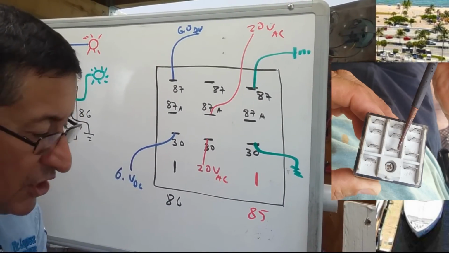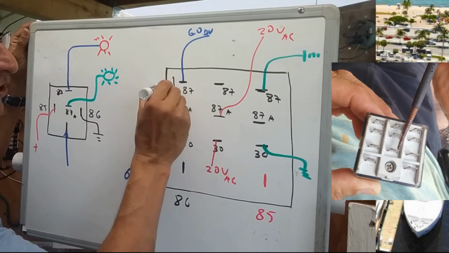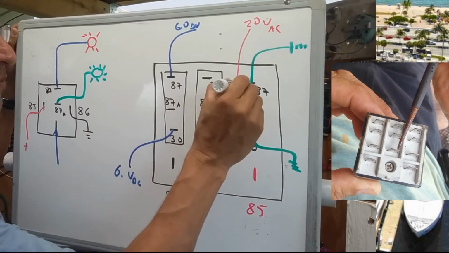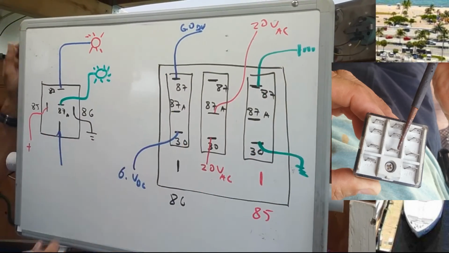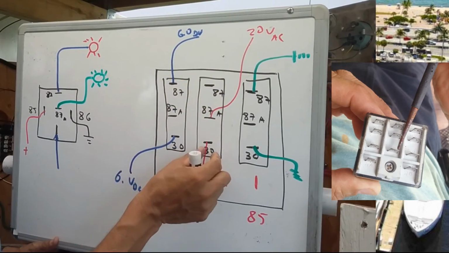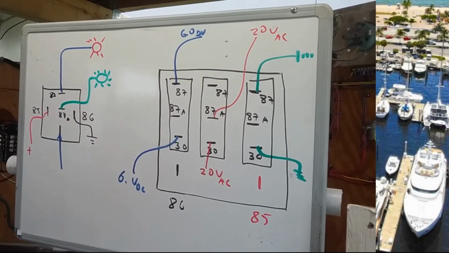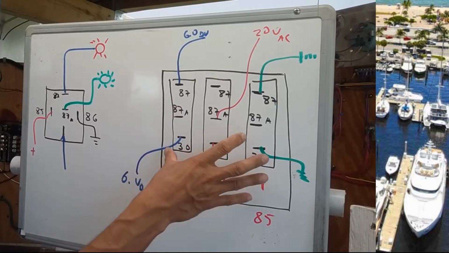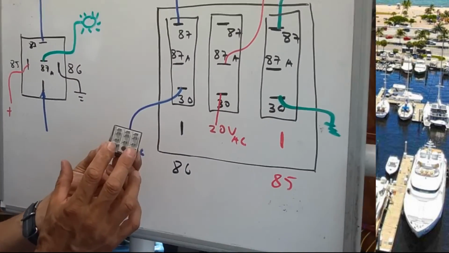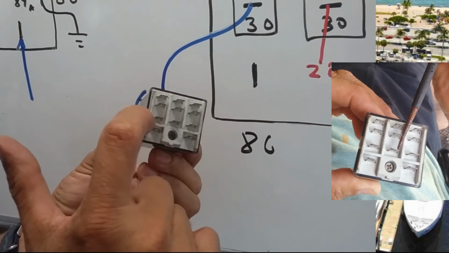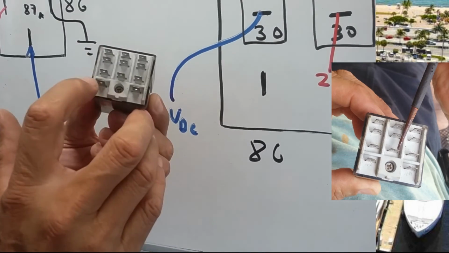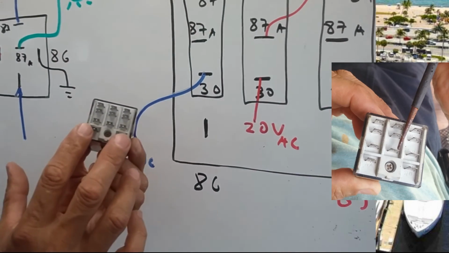Each column is independent. This column is independent of this, and this one independent of the other one. In other words, if I have this relay and I only want to use one column, I can use the relay. This is 3 relays integrated in one. It's this one. Look at the relay. 85, 86. This is 30, 30, 30, the middle ones. 87A and 87. You have on the screen right now that relay, 85 and 86.